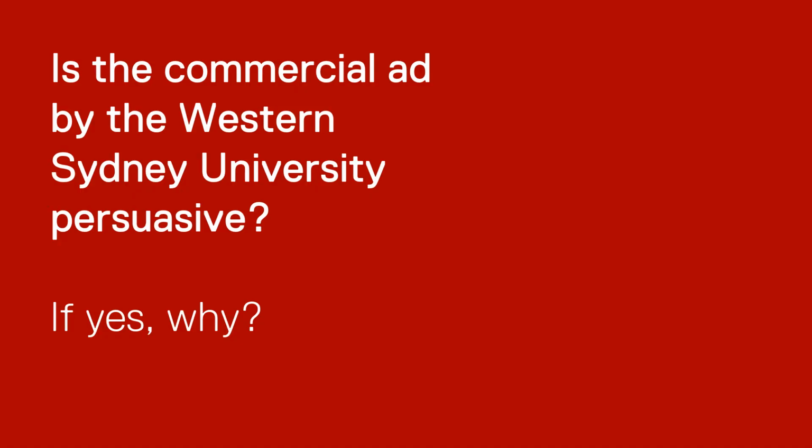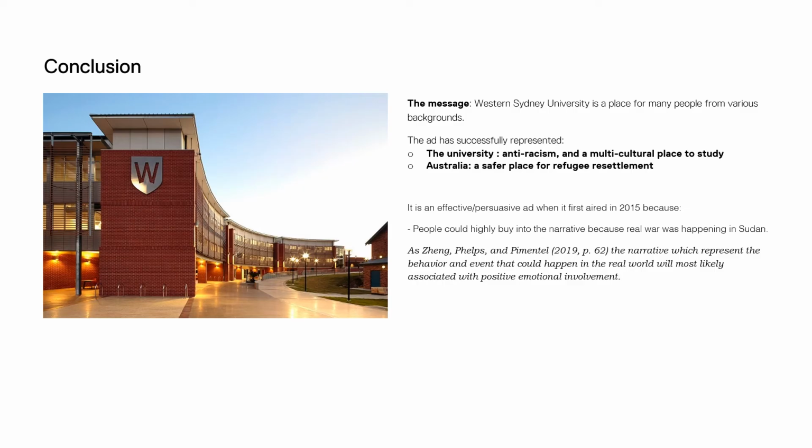So we have reached the ultimate question: whether the commercial ad is persuasive. If yes, why? After analyzing how the ad uses the key theories and how it is intertwined with social and cultural contexts, we can deduce that this ad is an effective and persuasive ad when it first aired in 2015. It worked at that time because people could hardly not buy into the narrative, because the real war was happening in Sudan at the same time.